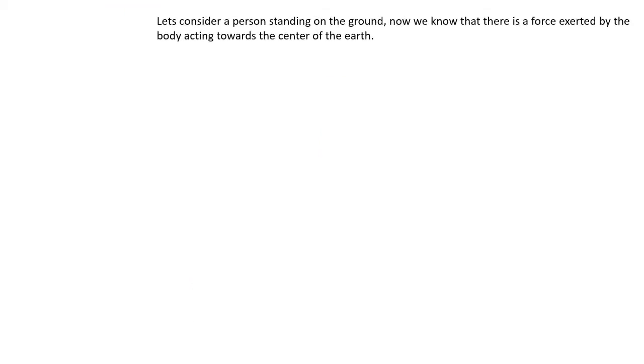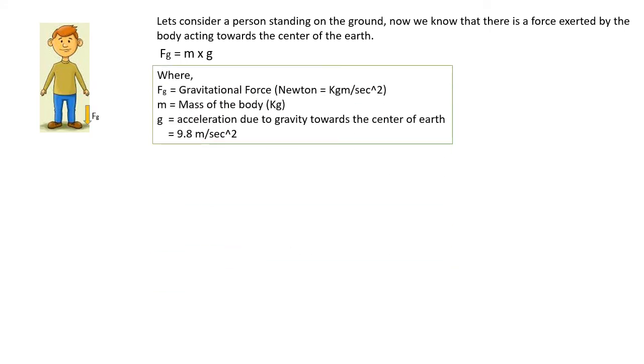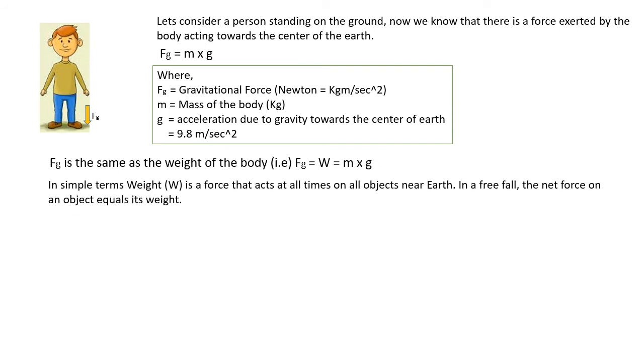Let us consider a person standing on the ground. We know there will be a force exerted by the body towards the center of the ground, which is mass times acceleration due to gravity. It's also worth noting the weight of the body is the same as this force. That means in a free fall, the net force of an object equals its weight.